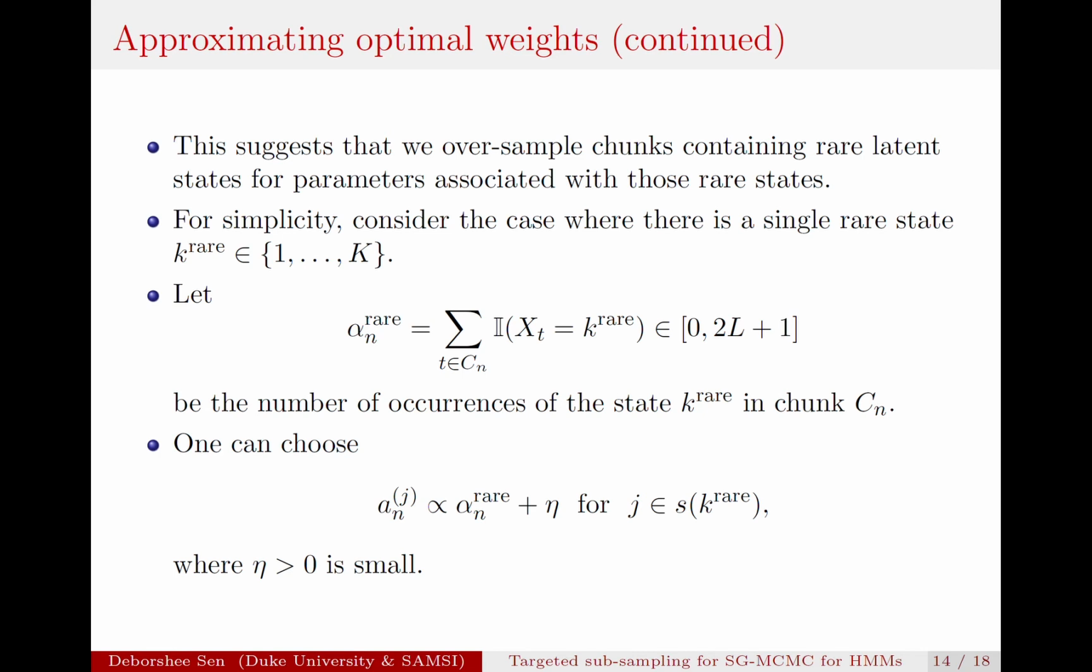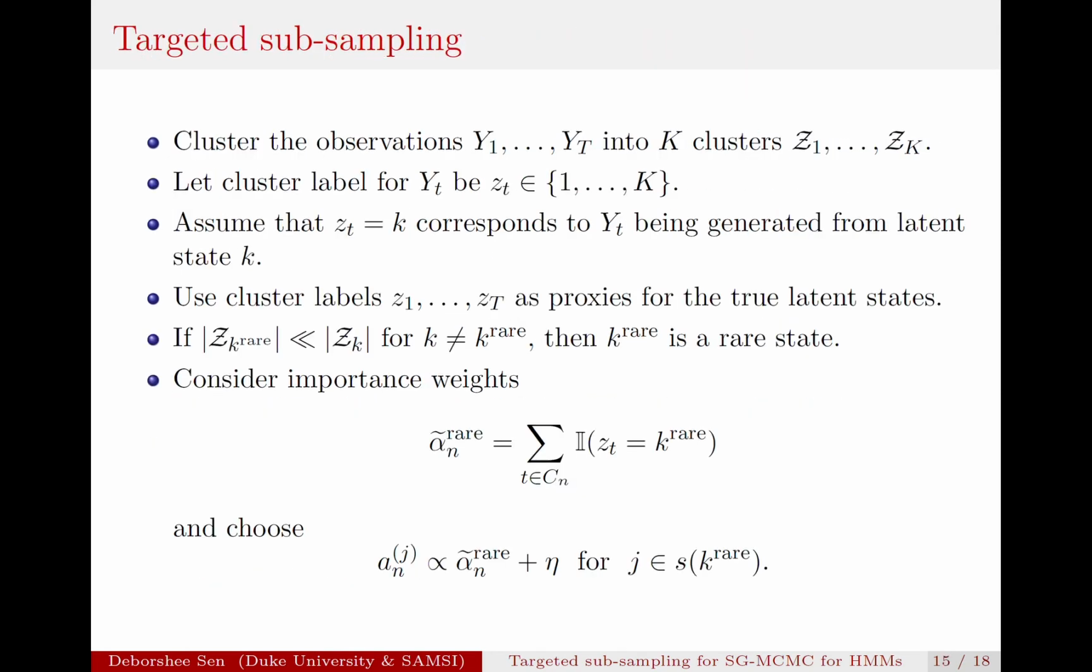So we count the number of occurrences of the rare state within each chunk. Of course, the chunk is of length 2l plus 1, so the count is between 0 and 2l plus 1. And we choose the weight to be proportional to this number of occurrences. So essentially, if the latent state has occurred more in a chunk, we give the chunk a higher weight. And I add a small eta just to make the weight positive. The weight can be 0 as well, it's fine, but if it's 0, we just never choose it. But of course, we don't know what the latent states are.